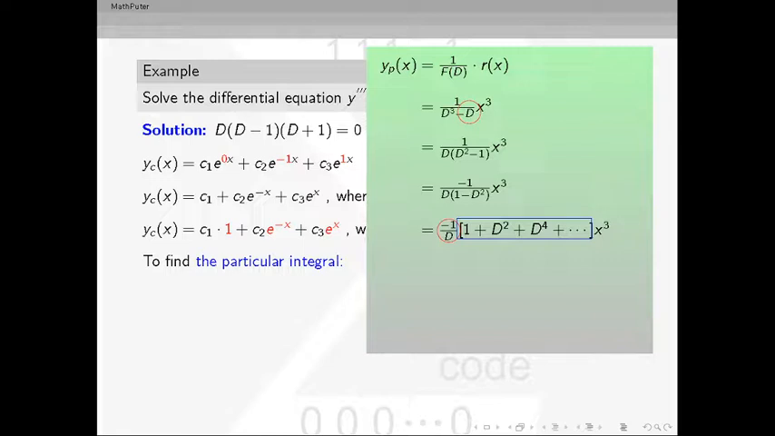So let us apply first 1 plus d square plus d raised to 4. So minus 1 upon d as it is. 1 into x cube is x cube. The second derivative of x cube is 6x. Fourth derivative is 0, so all other derivatives are 0.